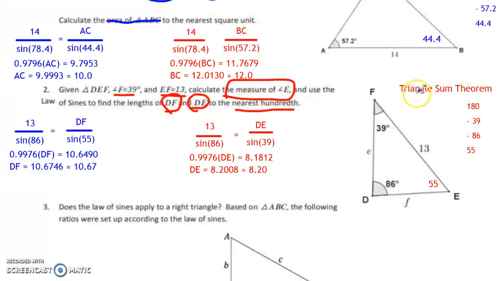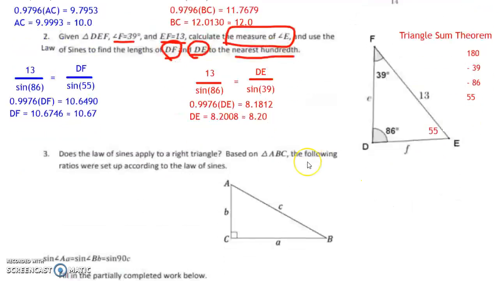We can do the same thing here for question number 2. We use the triangle sum theorem to find that measurement, which is 55 degrees here. Then we used two laws of sines, both using 13 over sine 86, because we know the 13 is the side, and we know that's opposite of the angle 86.